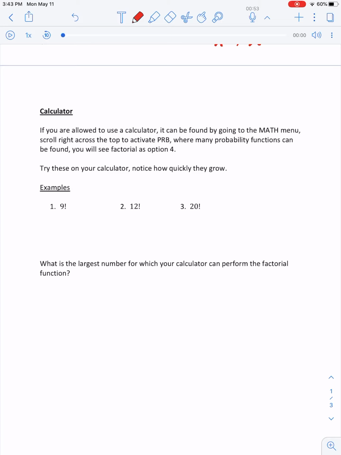One of the menu options is PRB, and that stands for probability. And underneath that menu, you'll see a bunch of features that we'll be using when we do 8.5 and 8.6. But one of them is obviously the exclamation point, which is, again, for factorial. And what you're basically going to want to do is just activate that by hitting option 4, and then go through and actually do the factorial.